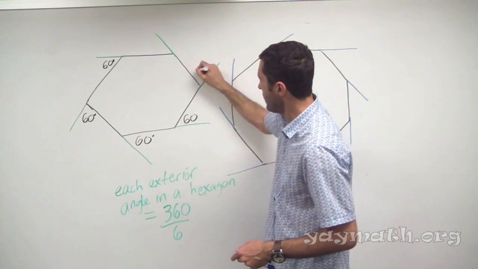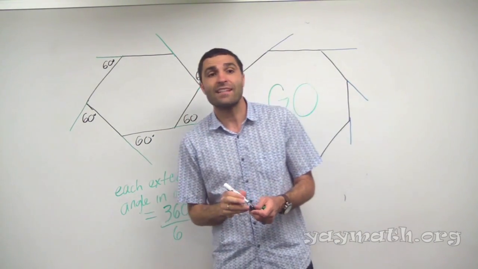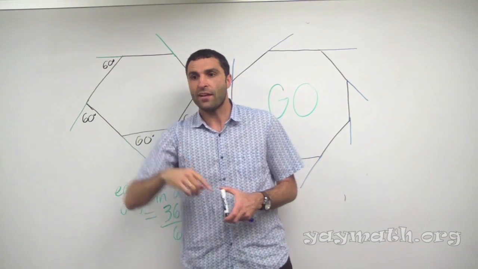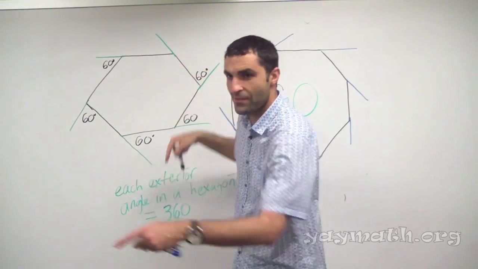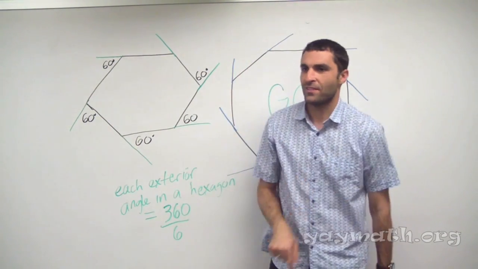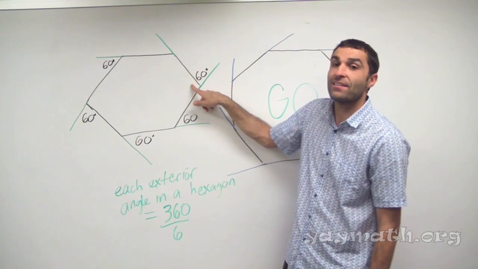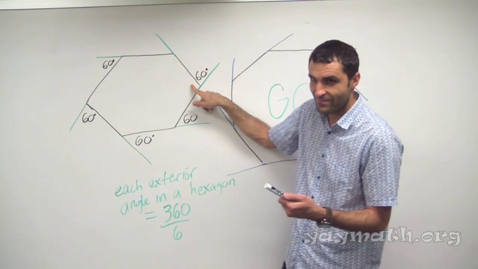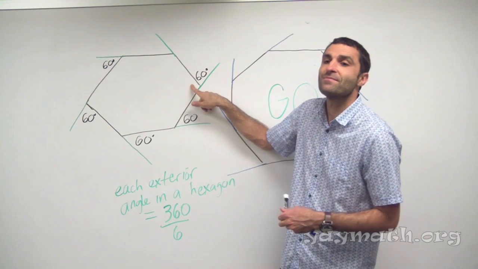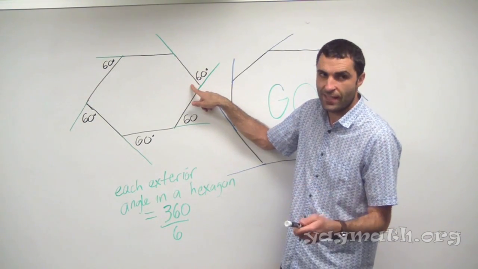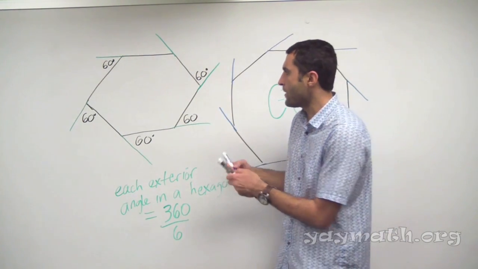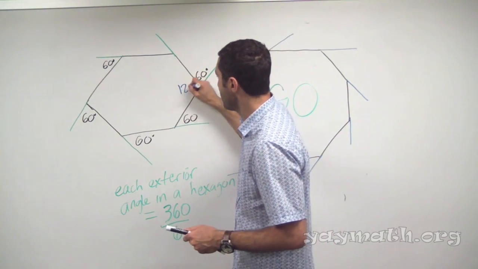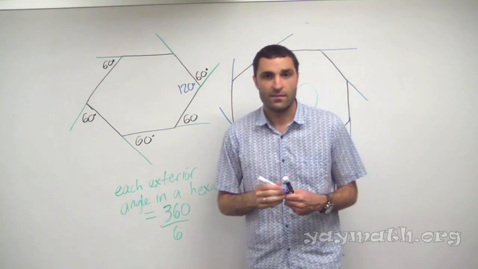60, 60, and 60. Thus, what's the interior angle? This is your specialty. It's making a linear pair. Together they make 180, so it's 120.